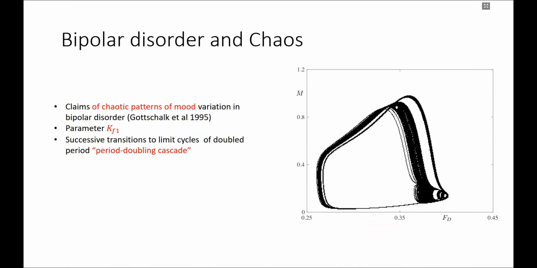Moreover, we found numerical evidence of the existence of chaotic oscillations for a narrow range of values for Kf1, and the mechanism of creation of this chaotic regime is period doubling cascade. This finding is in line with claims of chaotic patterns of mood variation in bipolar patients that can be found in the literature.